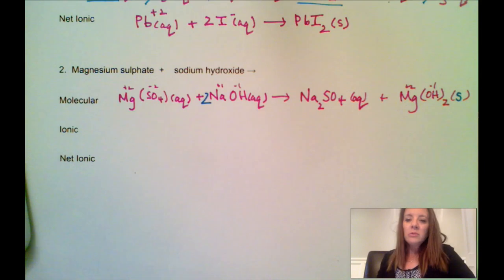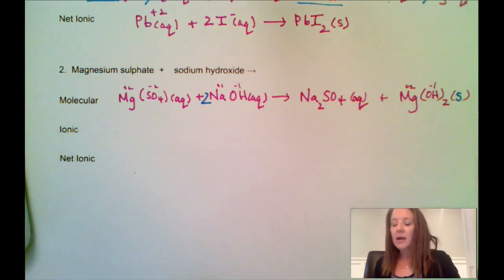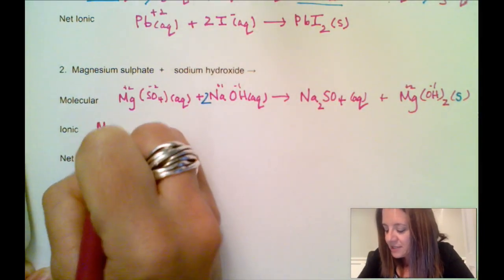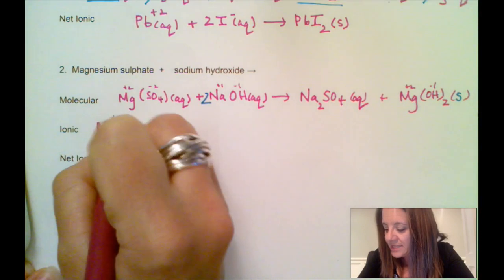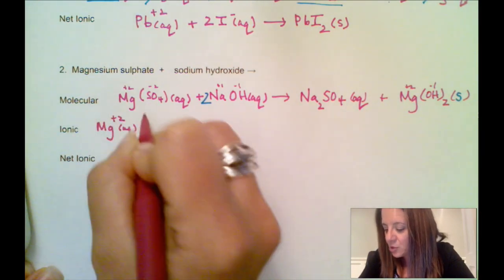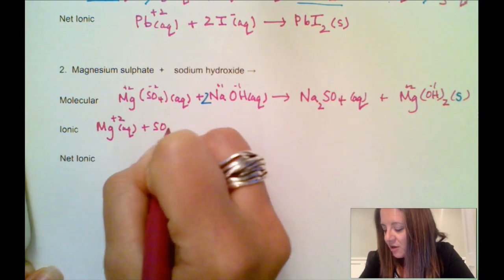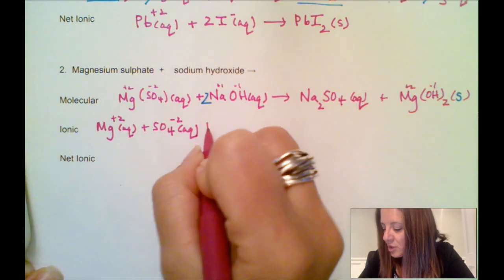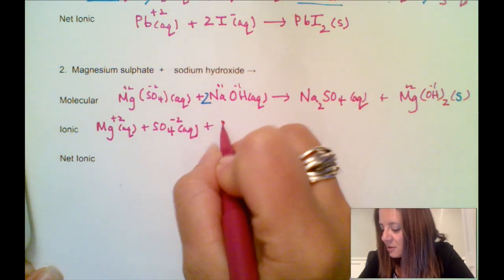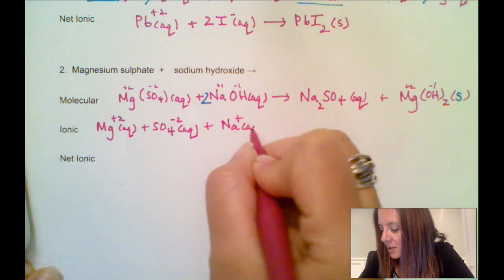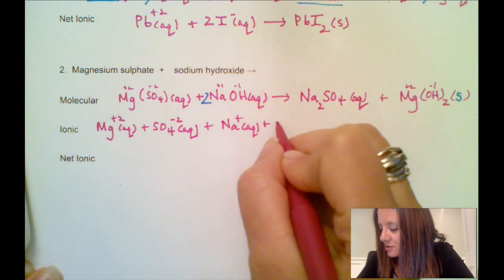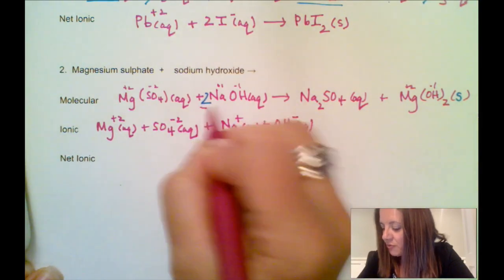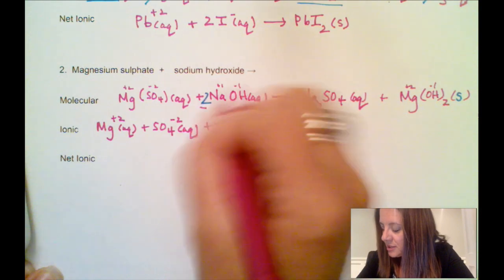Okay, now the tedious part. We have to break everything up into ions. That is aqueous. So magnesium sulfate, what that means is we have a bunch of magnesium ions floating around in solution. We have a bunch of sulfate ions. Sulfate is a -2 floating around. We have a bunch of sodium ions floating around. And we have a bunch of hydroxide ions floating around. We have to balance because there's a coefficient of 2. We have 2 sodiums and we have 2 hydroxides.